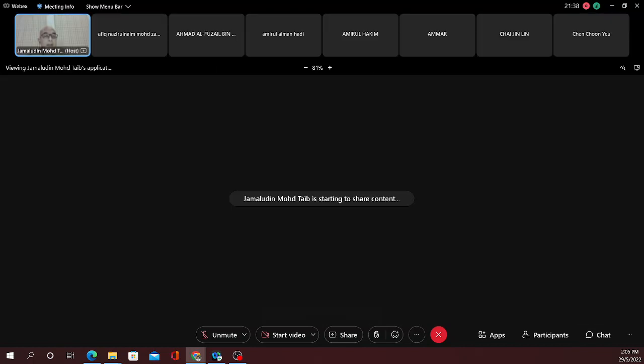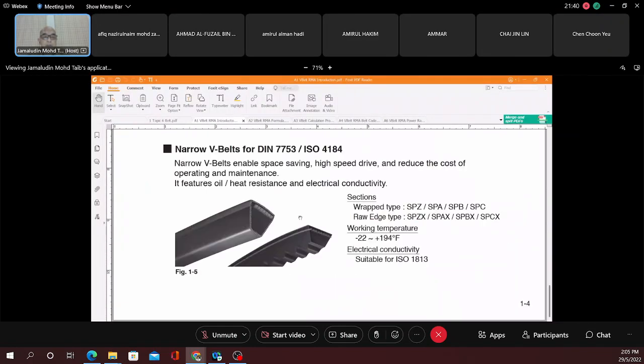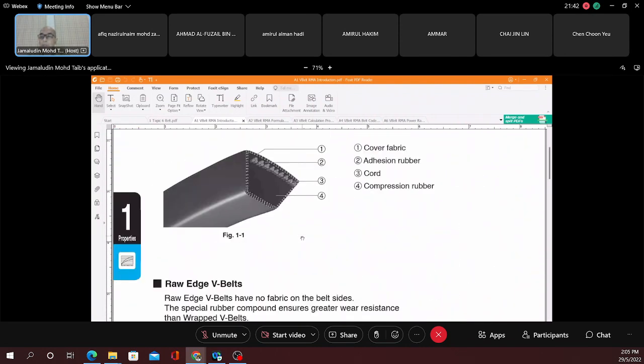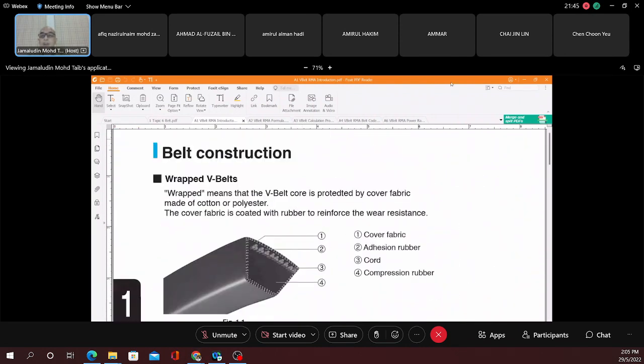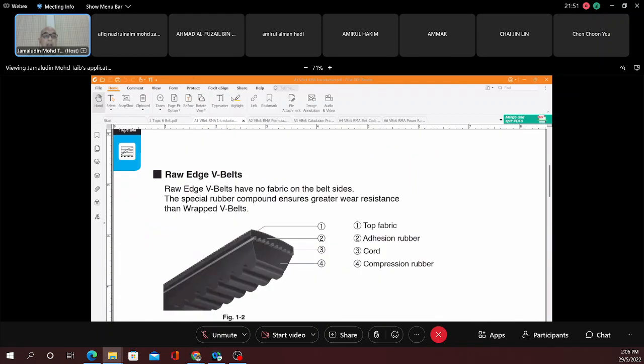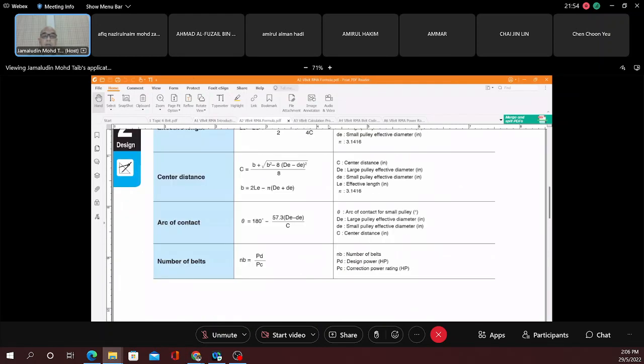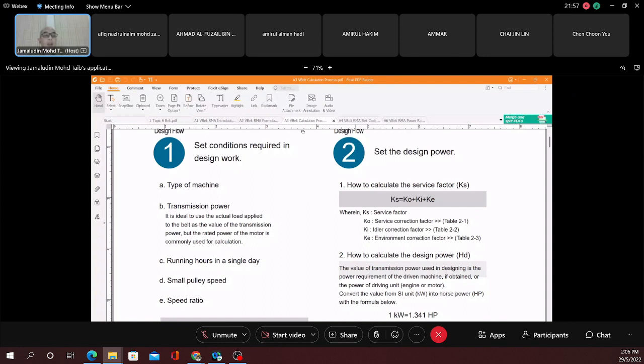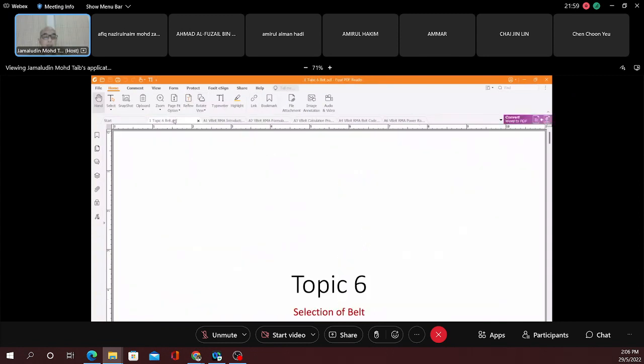For the belt, actually we're going to use a specific belt from the catalog. This is the catalog, and we get the value from the catalog. However, the first part is going to be the general information on belt selection. As I mentioned before, belt is the same as bearing, it's going to be selection. You don't have to do the design, but you have to select the belt.